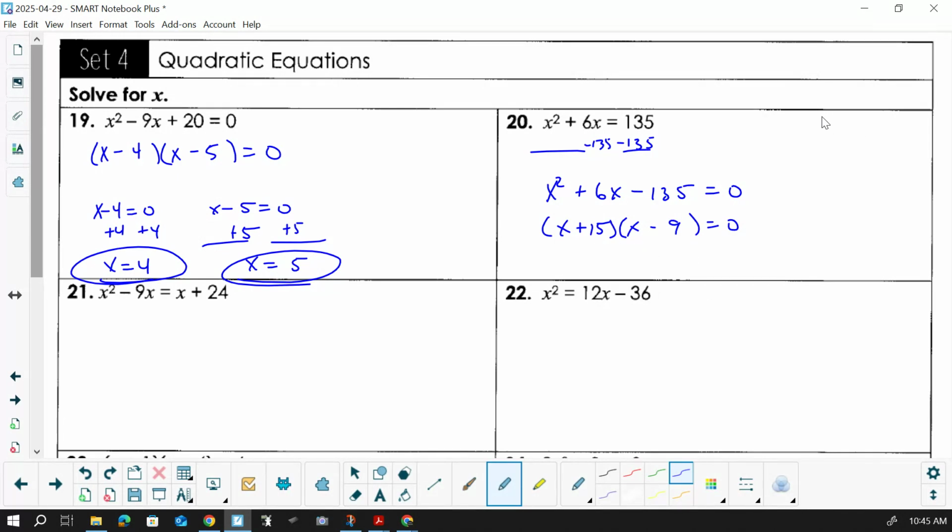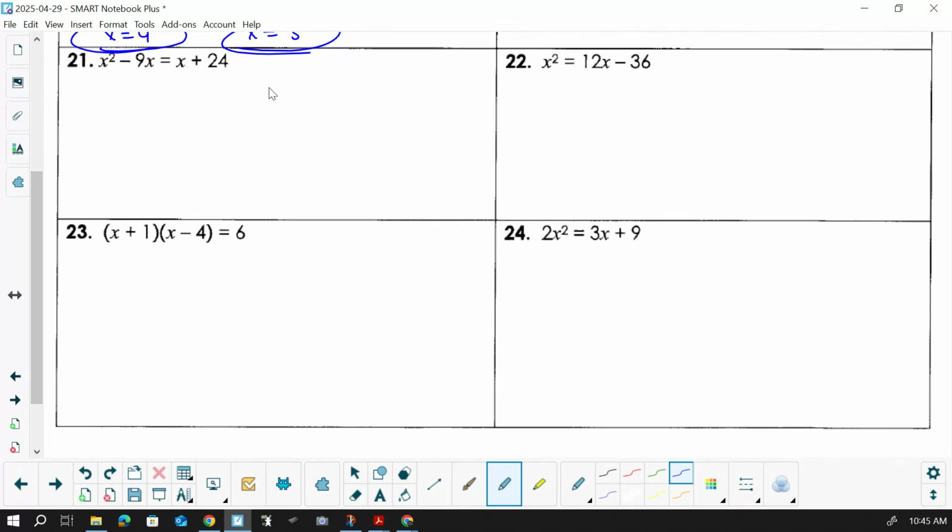So if we set each of these equal to 0, x plus 15 equals 0, I get x equals negative 15. x minus 9 equals 0, add 9 to both sides, I get x equals 9. So negative 15 and 9. Okay, this one here, we're going to subtract the x and subtract the 24 from both sides. So we get x squared minus 10x minus 24 equals 0.